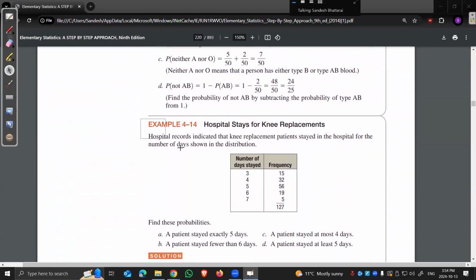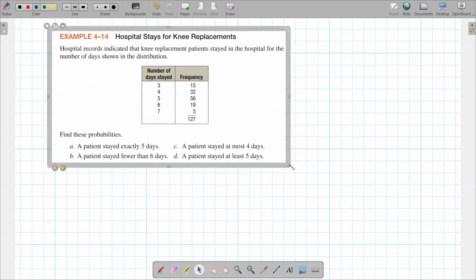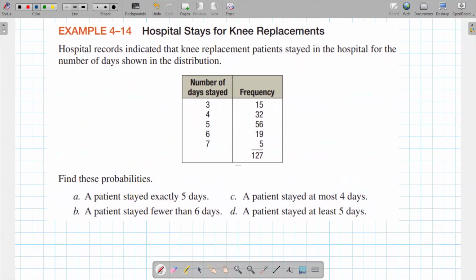Let's try another one. Very similar question. All right, so they've given us a table: number of days stayed at a hospital and the frequency. A patient stayed exactly 5 days. What over what? We're looking for P of 5. Okay, again, 5 over 50.